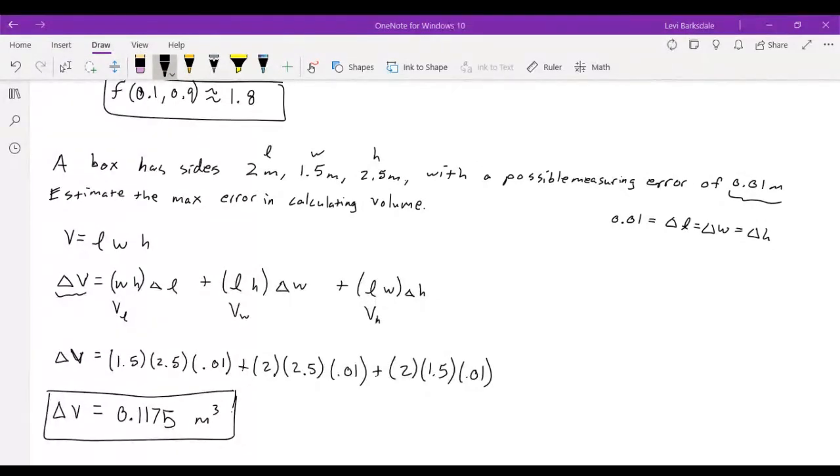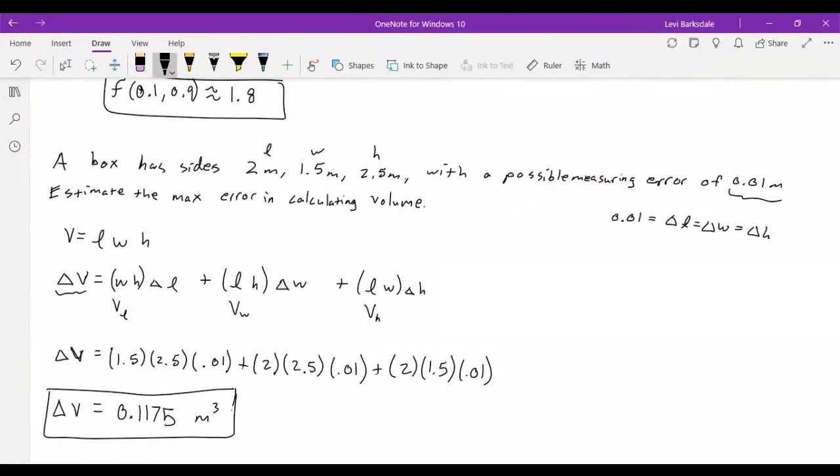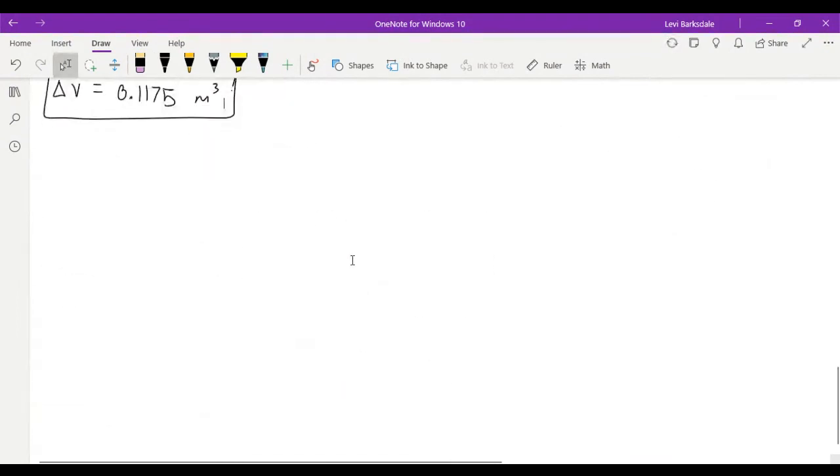Perfect. All right, let's go ahead and move on then to the chain rule for functions of several variables.